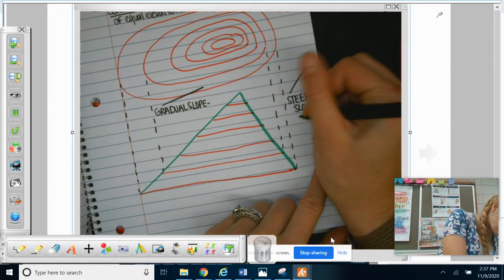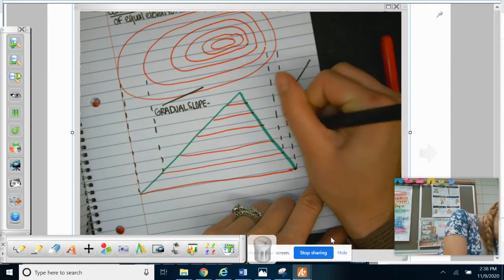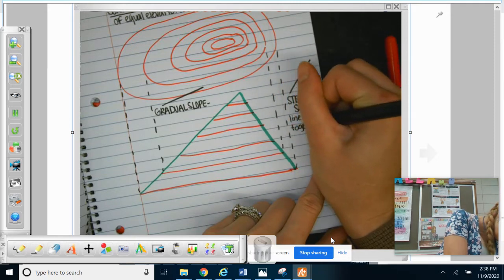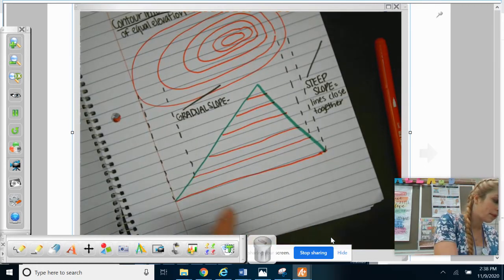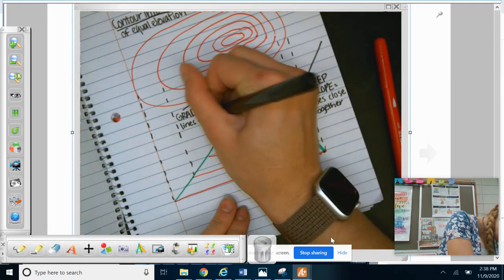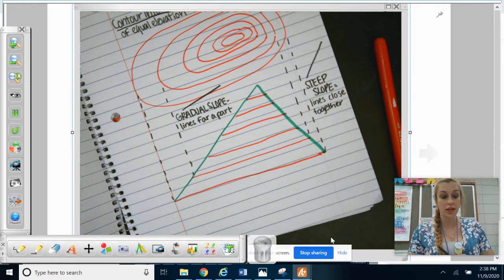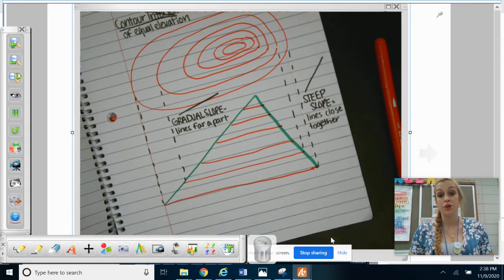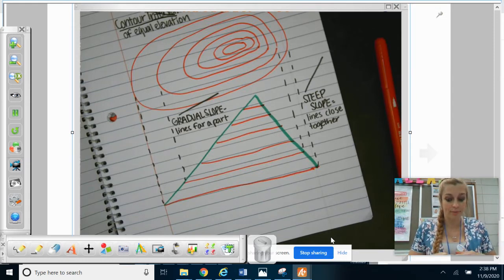Steep slopes are represented by lines close together. Gradual slope is represented by lines far apart. So the closer they are, the steeper it is. So the top of a steep mountain like Mount Everest, those lines are going to be really close together. It's going to be straight up. The steeper the slope, the more challenging it is to climb.